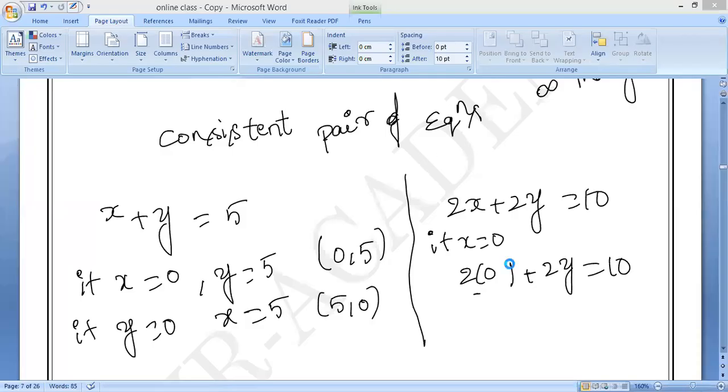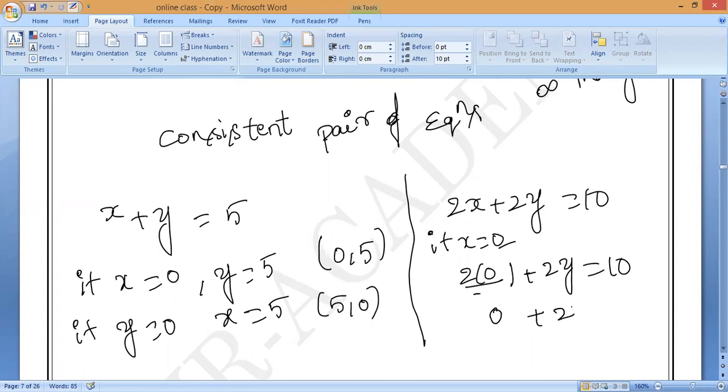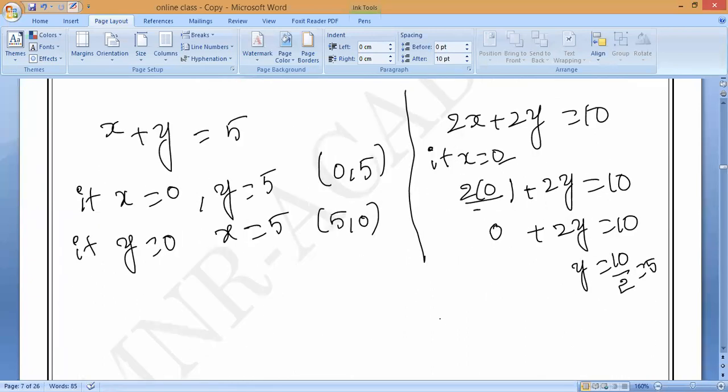x equal to 0, y value: 2 into 0, 0. 2y equal to 10. Then y value? 5, ma'am. 5. So the point here, for the second equation, the first point is 0, 5.